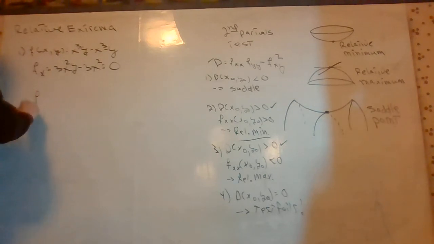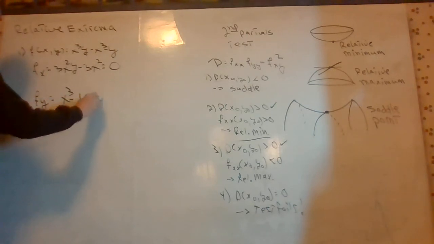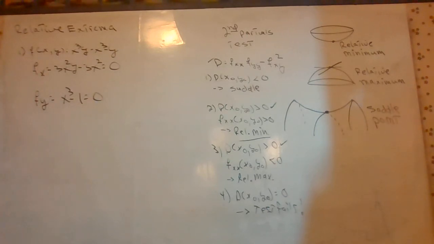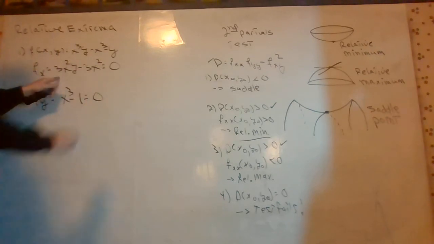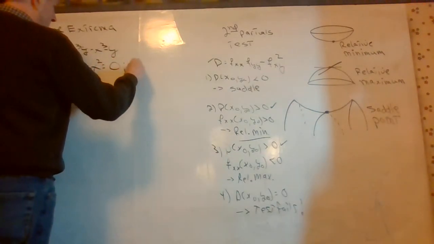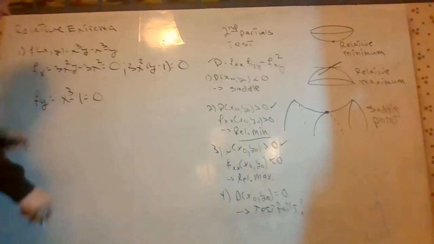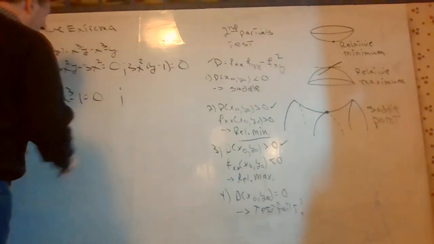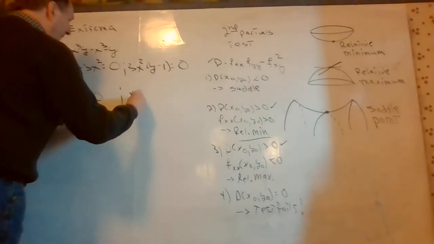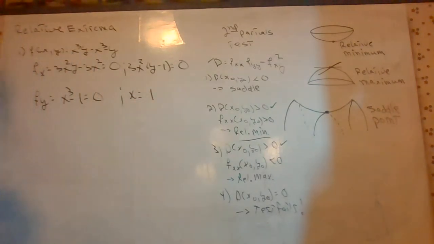And we're going to find f sub y, which in this case is x cubed minus 1, set it equal to 0. Now, you can factor 3x squared out, and you get that. And here we get x equals 1. There's one real zero. There's actually two imaginary zeros, but we're not concerned about that.